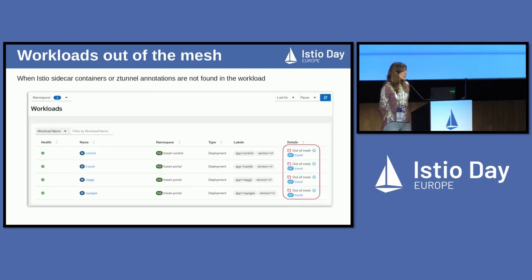So this is a workloads list page. Before ambient, when we didn't have our workload included in our mesh, we could see a warning message that indicates that our workload has a missing sidecar. But this message doesn't make any sense now with ambient. So when Kiali detects that our workload is not part of the mesh, because it doesn't have any sidecar or because it doesn't have any traffic redirection through ztunnel, now it's going to show this out of mesh message.